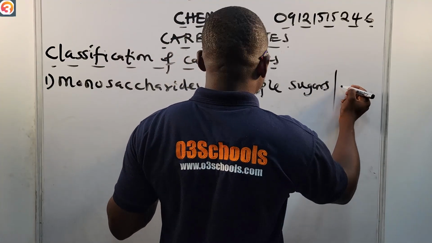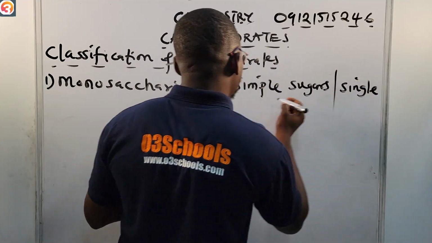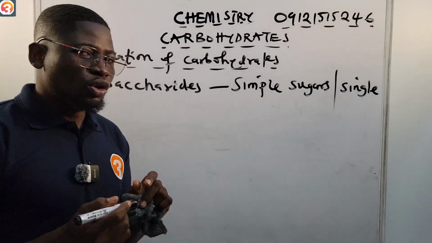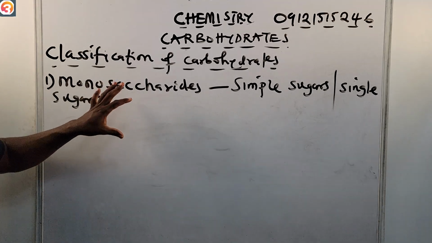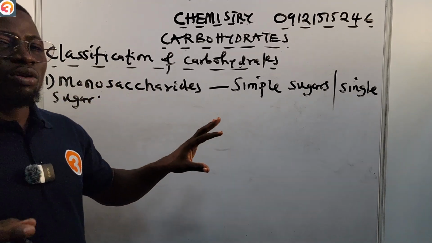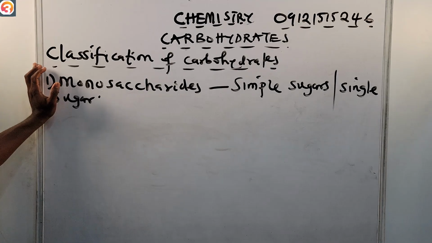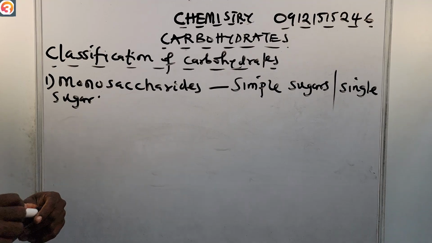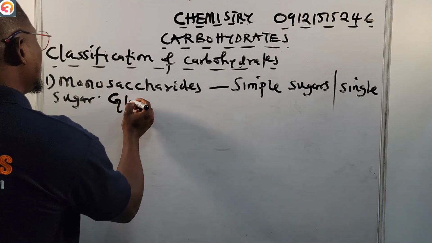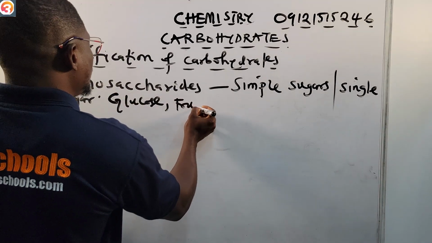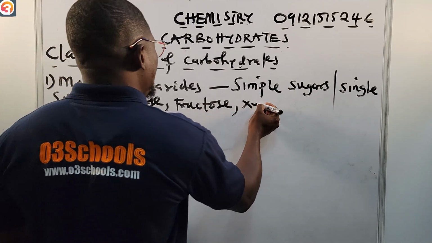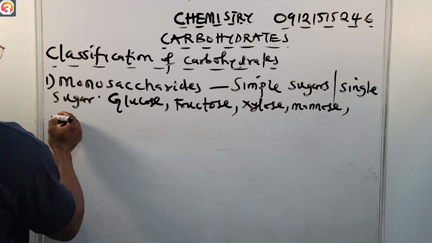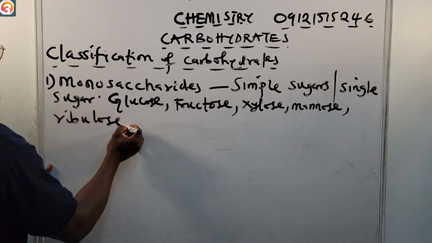They're also called single sugars. So we call them simple sugars or single sugars. These are monosaccharides. Examples of monosaccharides include the glucose we just talked about. We have your glucose, your fructose, your xylose, your mannose, your ribulose, and the like.